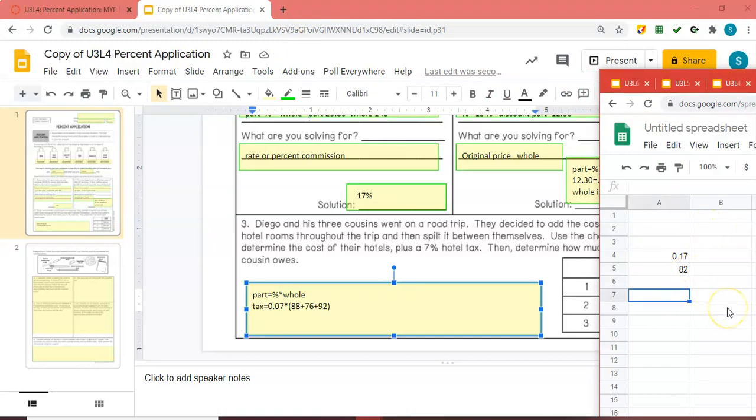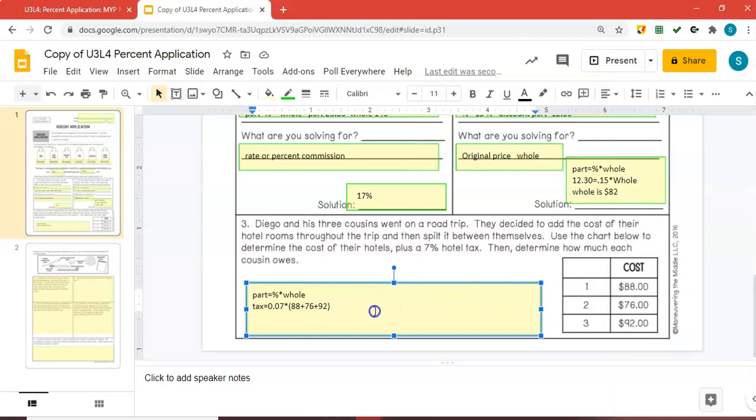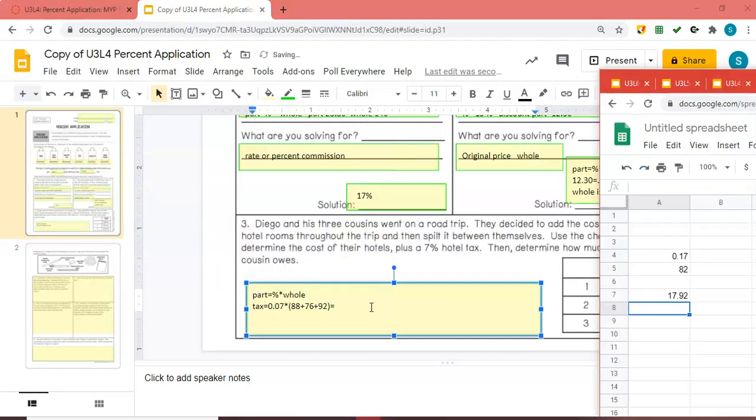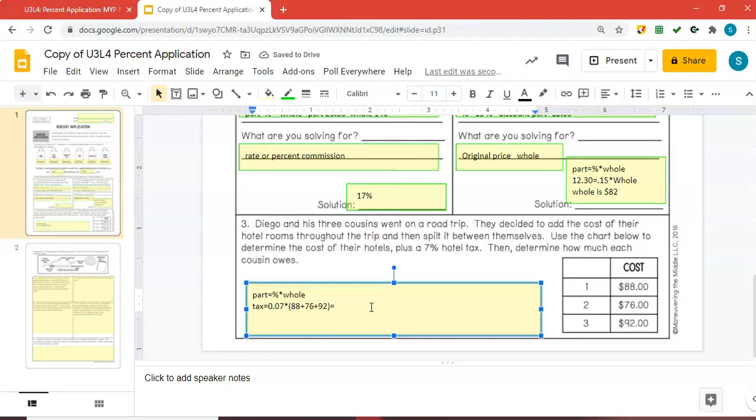So let's go ahead and do that. Equals 0.07 times 88 plus 76 plus 92. So the tax they paid was $17.92.